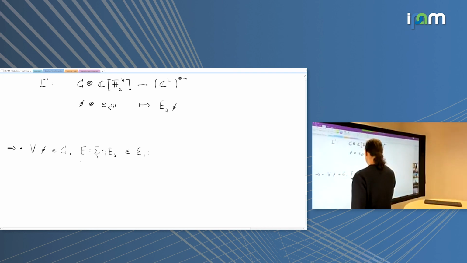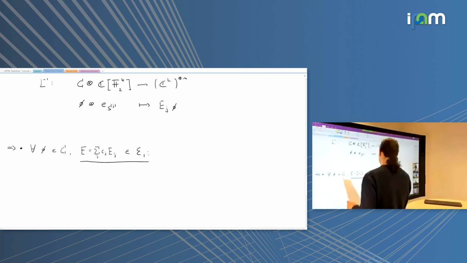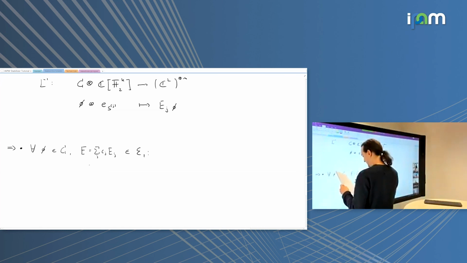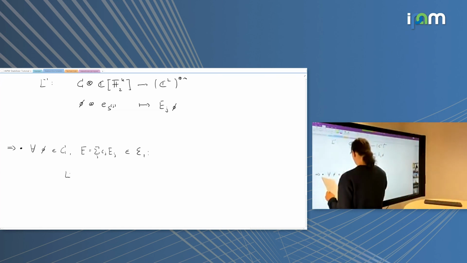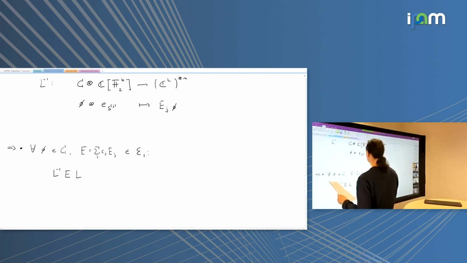Now I take a general error that is a linear combination of stuff acting individually on one qubit alone. And so I want to see how E acts on phi tensor E0. Let me write it again out in this transform picture. Phi is an element of the code space, and E0 means all the signs are equal to 0.